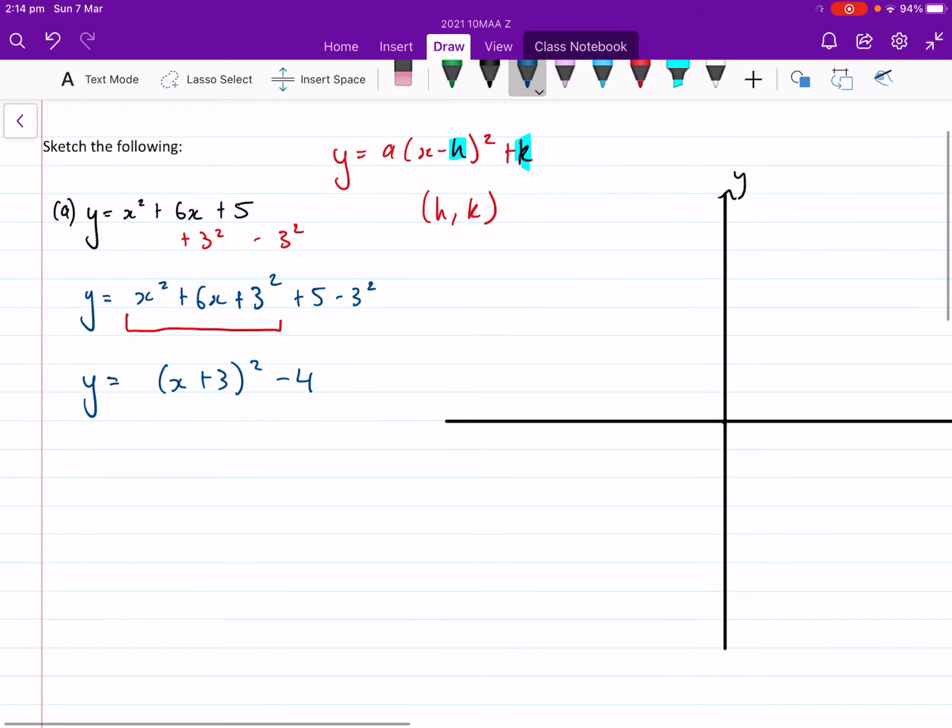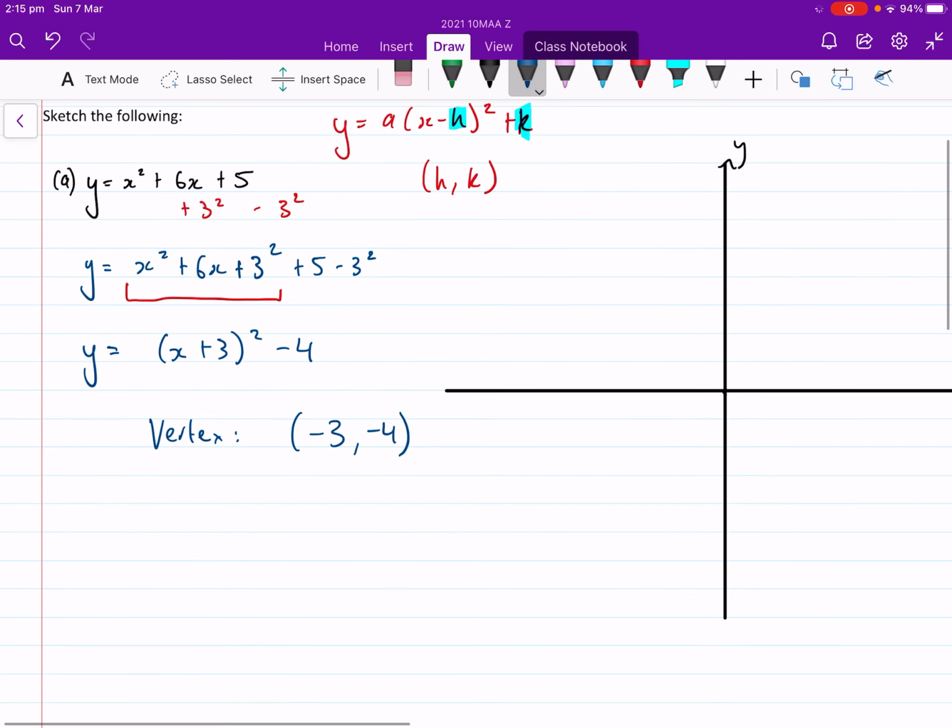So here I've got it in the form that I wanted from the beginning, where a would be just 1, because I don't have a number there. I could see that my h is, well, here I've got plus 3, and in my actual form I've got minus 3. So to get plus 3, the h would have to be minus 3. So the vertex would be minus 3, and then k: here I have a plus k in the form, but a negative k here, so that would be negative 4.